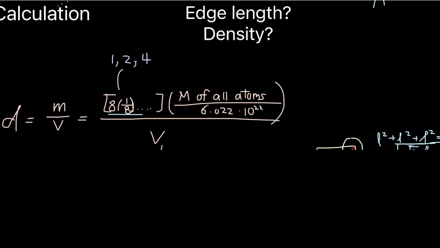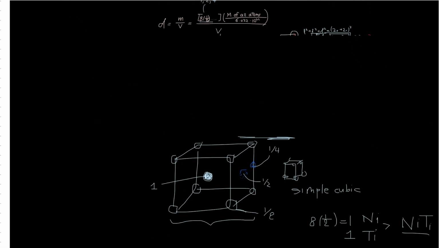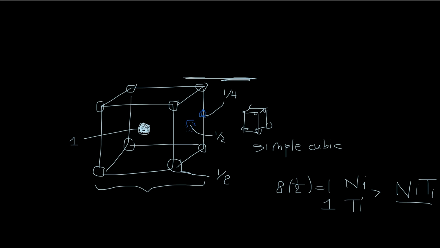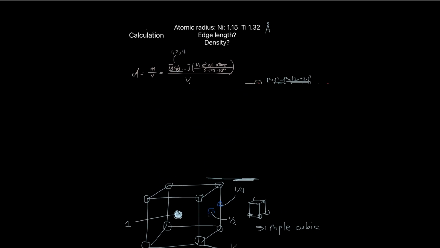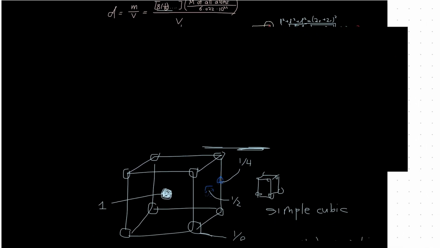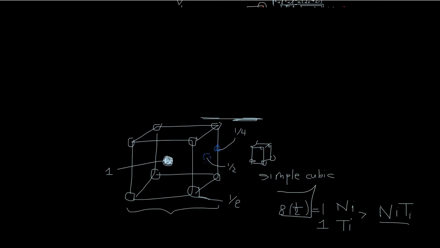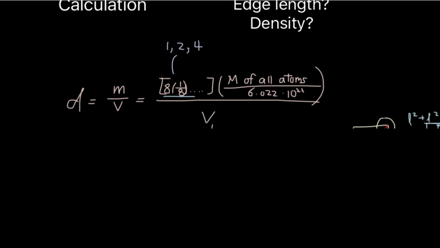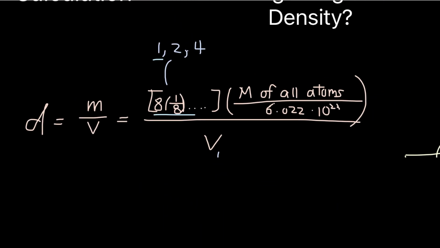And then you multiply it by how many net atoms there are in that unit cell. That is calculated by these fractional numbers. In a simple cubic shape, it's only going to be 8 times 1/8, which will give you 1 net atom. Where you have a body-centered cubic, it's going to be a net of 2 atoms. Where you have a face-centered cubic, it's going to be a net of 4 atoms.